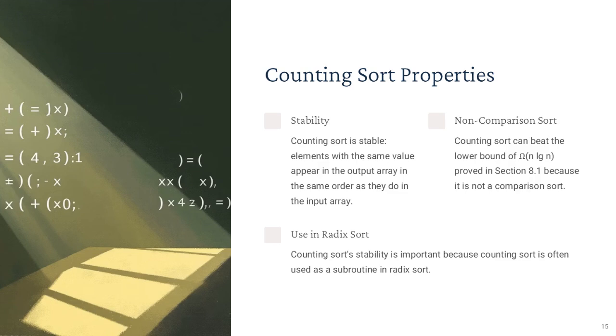Stability ensures that elements with the same value appear in the output array in the same relative order as they do in the input array. This property is essential when sorting elements that carry additional information, such as records with multiple fields. For example, when sorting a list of dates first by day, then by month, and finally by year, stability ensures that the order of the days is preserved within each month. Without stability, the correctness of the overall sorting process would be compromised. By guaranteeing stability, counting sort becomes a foundational tool for constructing efficient, multi-level sorting algorithms.